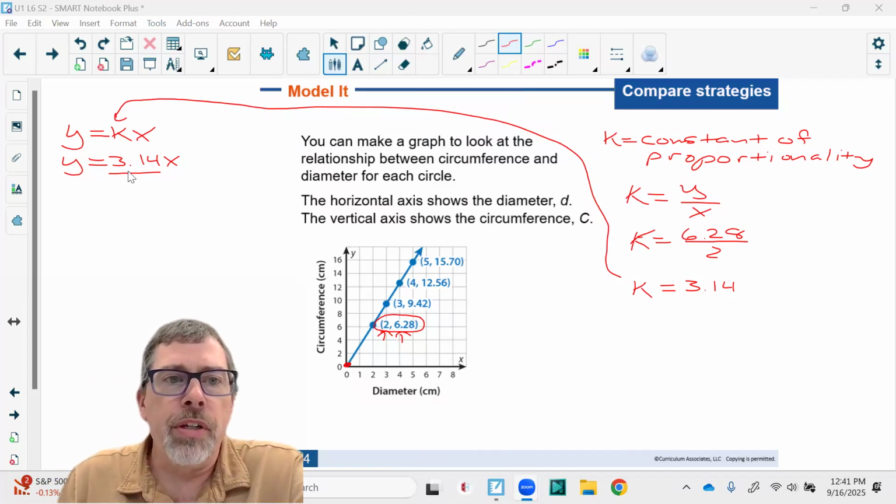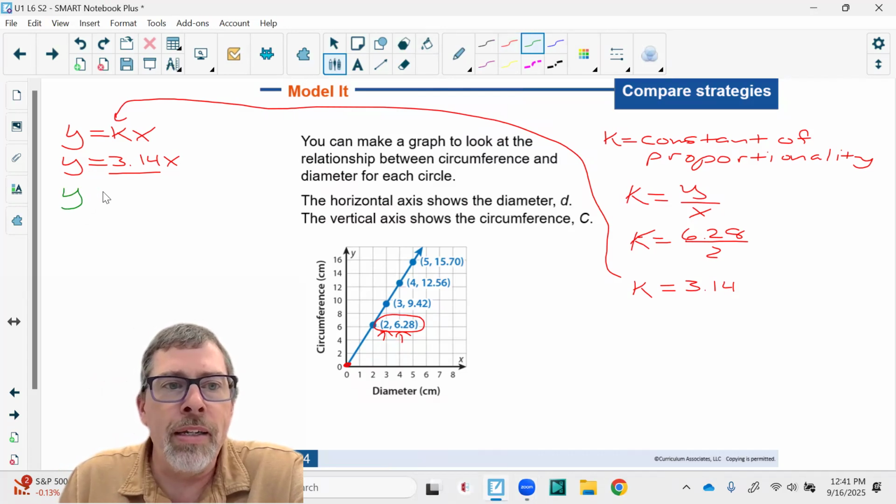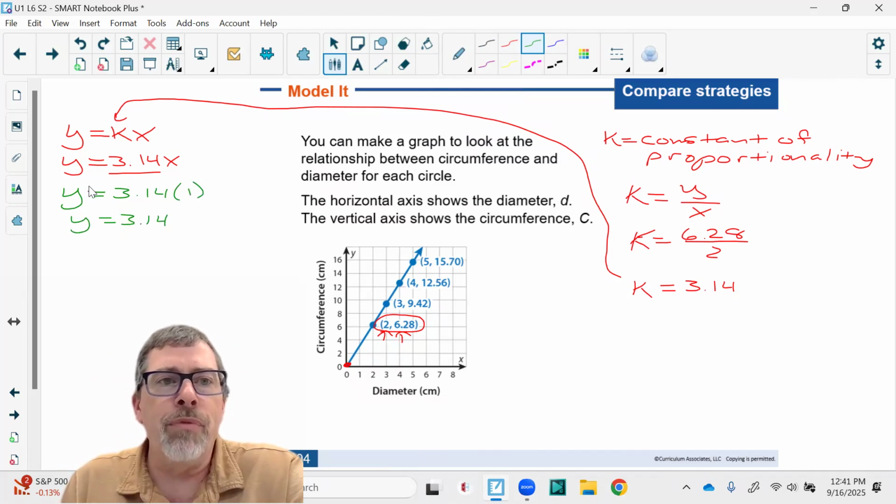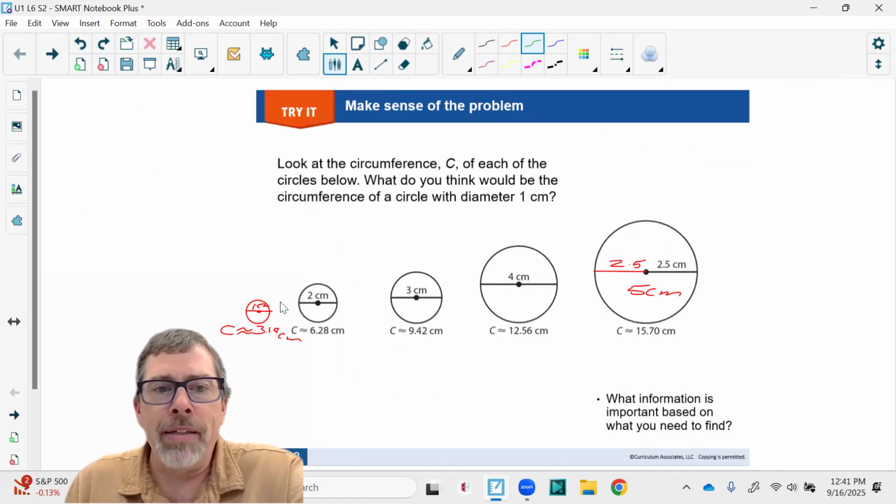So there's the equation, y equals 3.14x. If I plug a 1 in for x, it's 3.14 times 1. So a diameter of 1 would give me a circumference of 3.14 times 1. So this would be y equals 3.14 times 1, and that would be y equals 3.14, where y is the circumference. And that's going back to this.